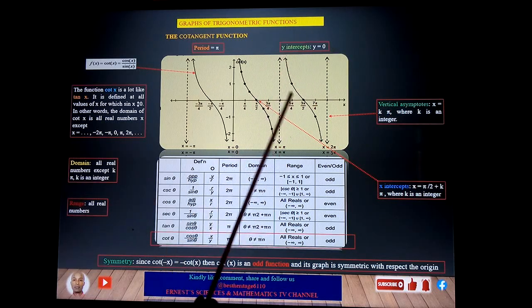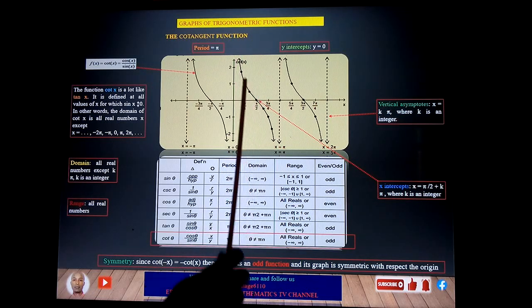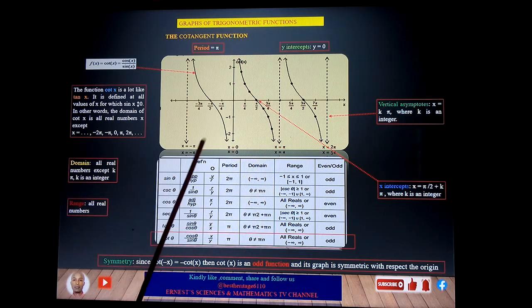The y-intercept is going to be 0, and as this function moves towards this specific value, it moves towards infinity, and that defines the concept of a period, which is the range over which a full cycle of this function is defined. Therefore the period is going to be pi. As we have said, this function obeys the law of odd functions, so it is an odd function and is symmetrical with respect to the origin.